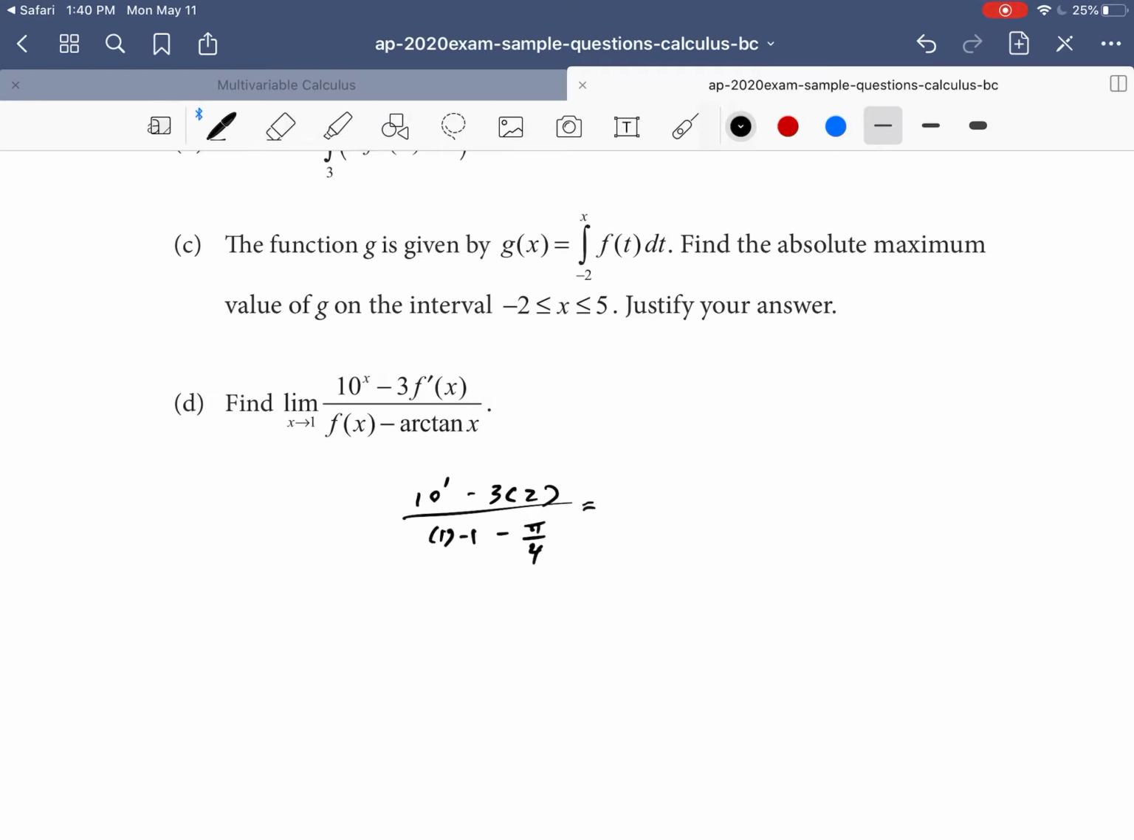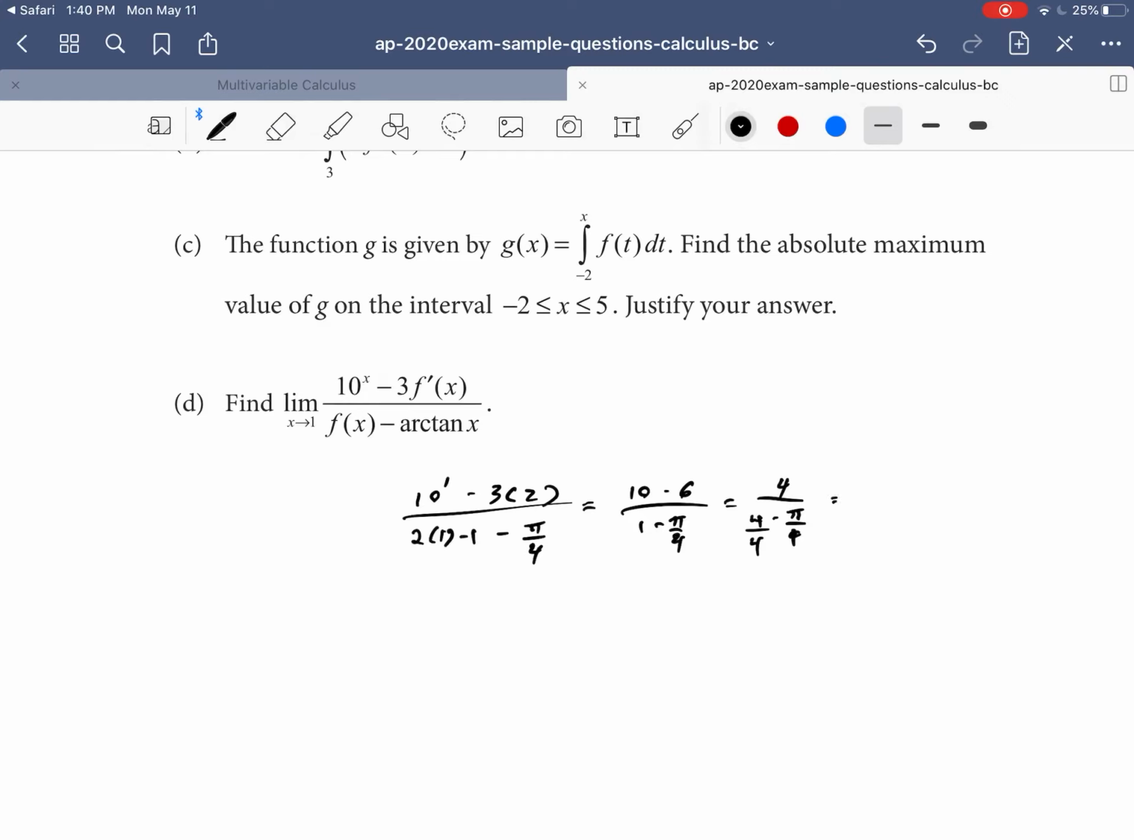And I don't even need the limit here because I've already evaluated it. So we just have 10 to the 1, which is just 10. 3 times 2 is 6 over, oh, that was a 2 there. 2 times 1 minus 1. That's 1 minus pi over 4.